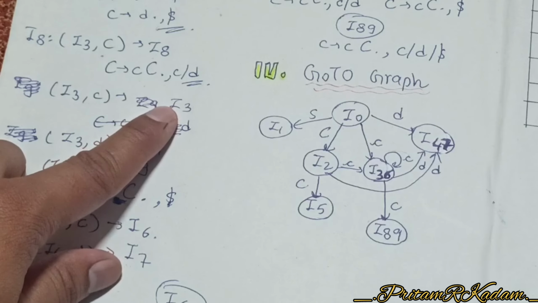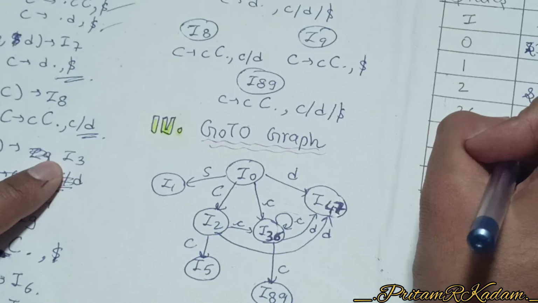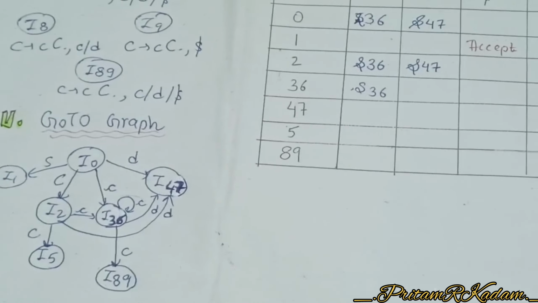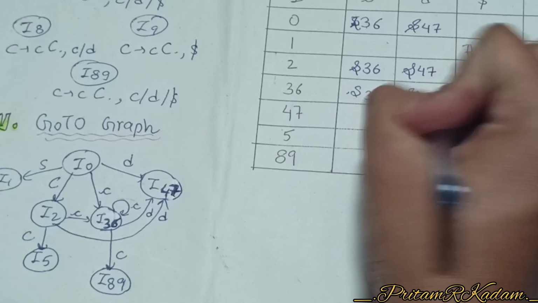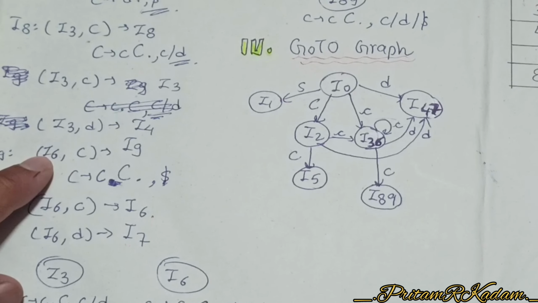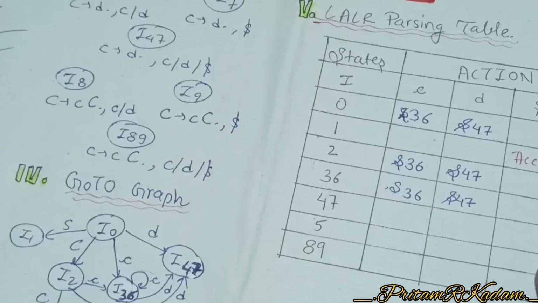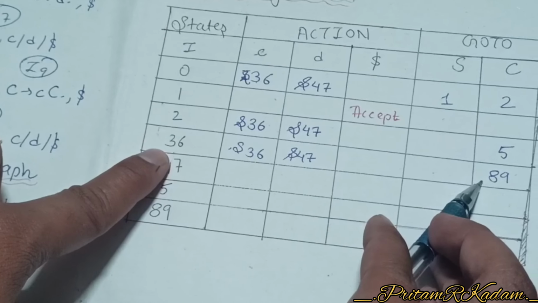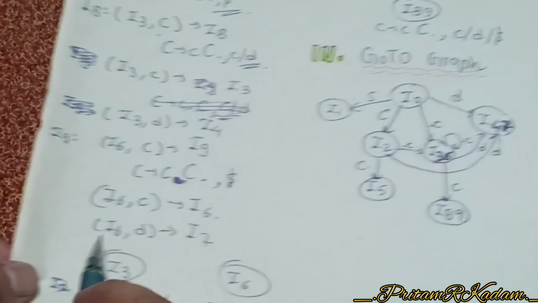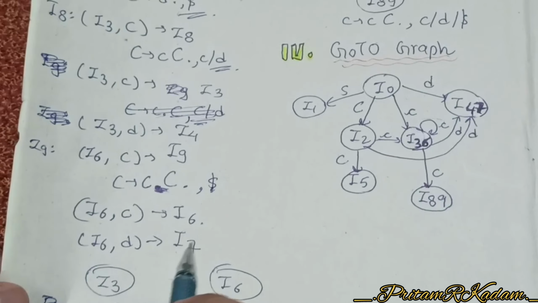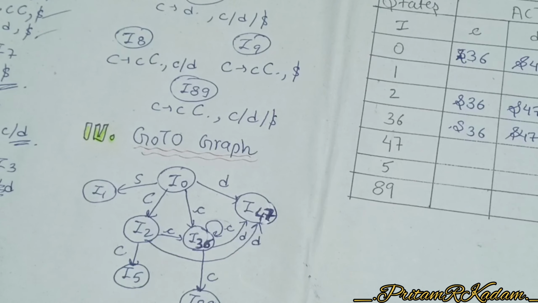Now I36 on C goes to I36 itself, so S36 over here, and for the D part we have the I4, that is the I47 now, that is the combined one, S47 under the D part, okay. Now for the next one, we will have the same thing which is already written, the 8-9 part. I6 on small c goes to 6, which is already written, and I6 on D goes to 7, that is written already as S47, okay.